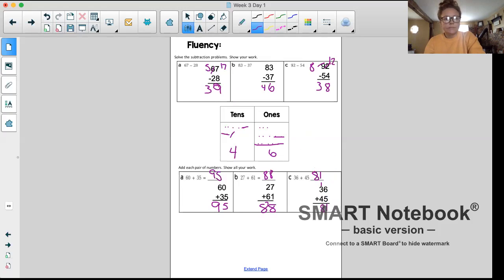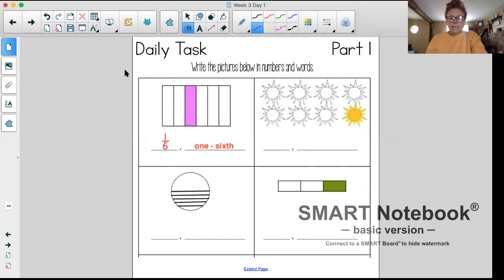Okay, let's move on to your daily task. Your daily task is asking you to write the pictures below in numbers and words. So these are fractions that we're talking about today. The first one's done for us. We have 1, 2, 3, 4, 5, 6 equal parts. So the unit here is sixths. One of those 6 is shaded. So we record that as 1 over 6, 1/6, and also in word form as one-sixth.